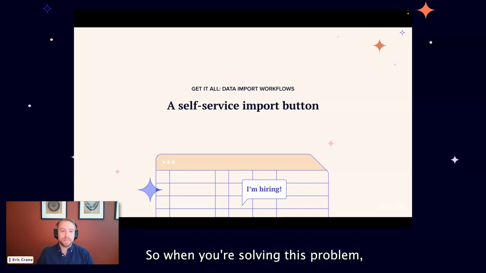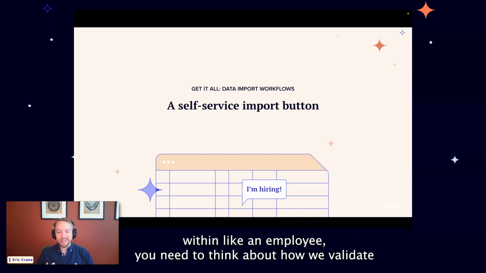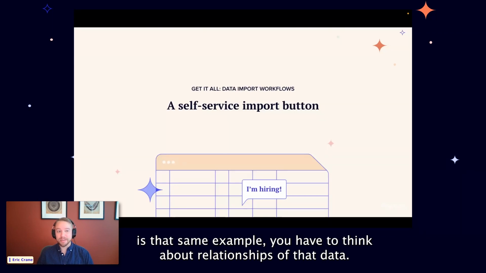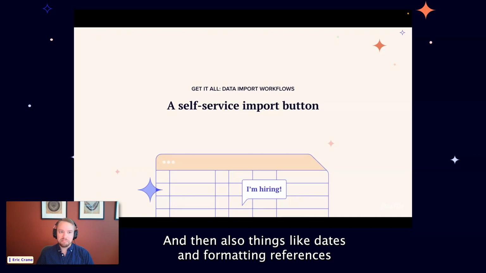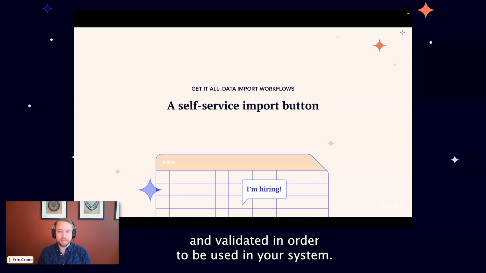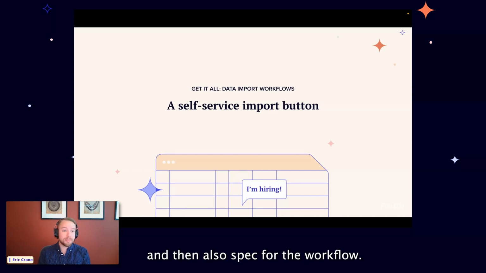So when you're solving this problem, taking that build with approach, you need to think about things like, okay, within an employee, you need to think about how we validate different types of data if your data is a list of employees. Using that same example, you have to think about relationships of that data. So how does employees relate to dependents or managers? And then also things like dates and formatting references and all different other types of ways that data needs to be corrected and validated in order to be used in your system. And so if we're trying to build all that ourselves, we need to sort of spec for all the different parts of the solution, and then also spec for the workflow.